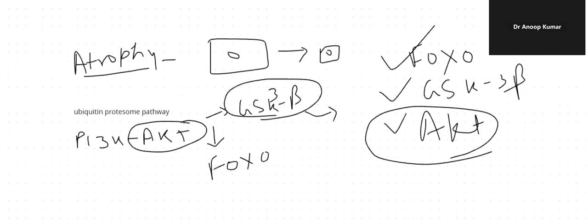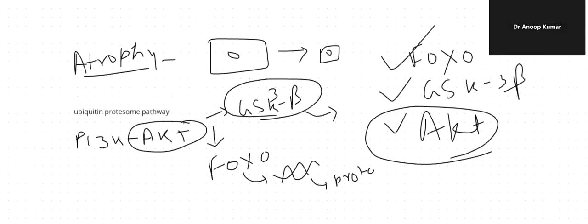FOXO means forkhead box O, as we have already discussed. It acts on the nucleus and does the transcription and translation process. During this process, it produces some enzymes which will do the protein degradation. So your protein is going to degrade, and if your protein degrades, it results in atrophy, right?